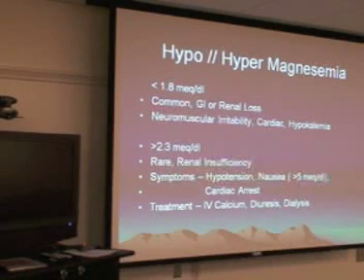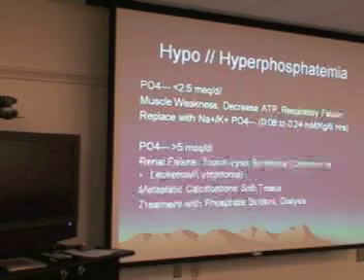Very rare, renal insufficiency. Symptoms usually have to get up around 5 milliequivalents per deciliter. Hypotension, nausea, cardiac arrest. Treatment is counteracted with calcium, diuresis, and usually dialysis.